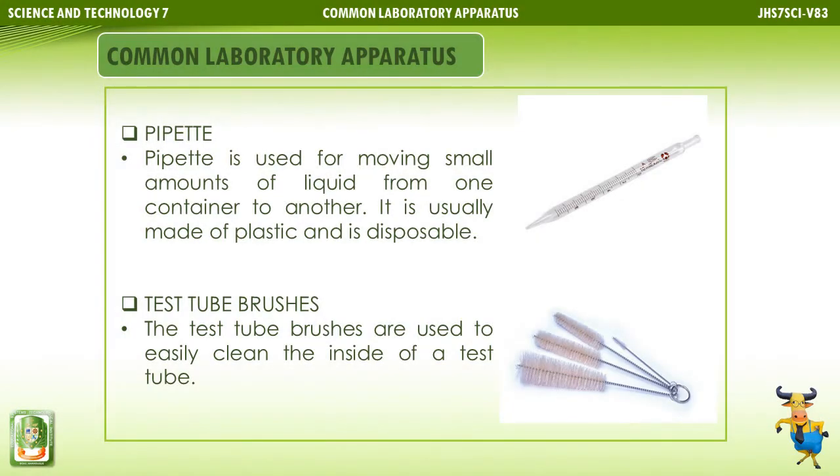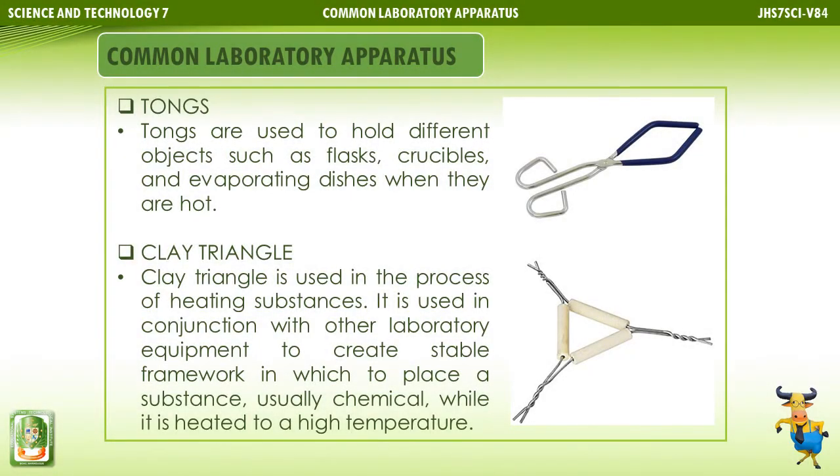Pipette. Pipette is used for moving small amounts of liquid from one container to another. It is usually made of plastic and is disposable. Test tube brushes. The test tube brushes are used to easily clean the inside of a test tube. Tongs. Tongs are used to hold different objects such as flasks, crucibles, and evaporating dishes when they are hot.